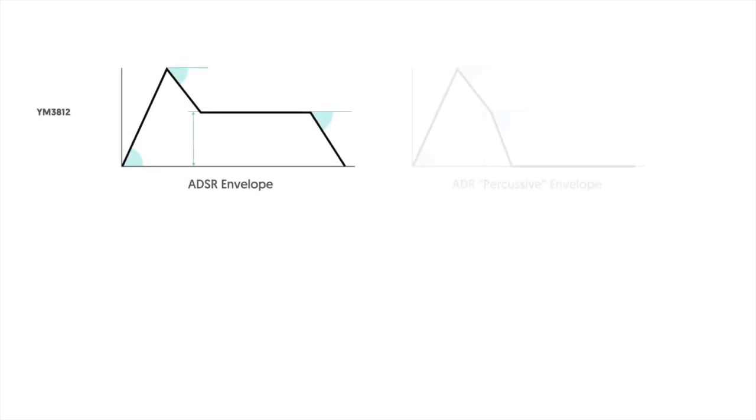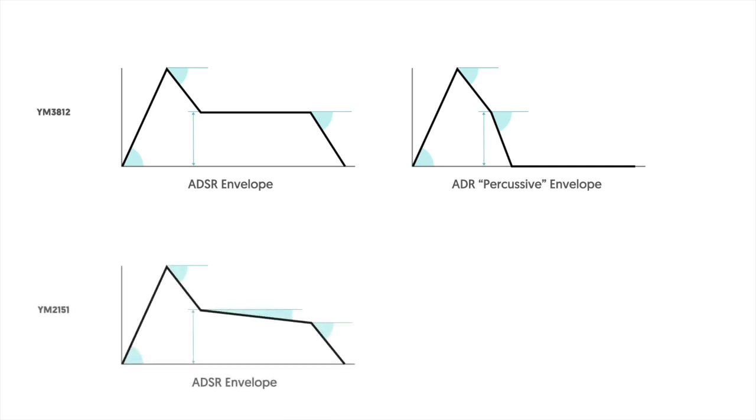All of the OPL chips support both an ADSR and an ADR envelope. They call the ADR envelopes percussion mode because it doesn't wait for you to release the note in order to trigger the release cycle, so you use these to emulate percussive sounds like a xylophone. The YM2151 and 2612 only support the ADSR mode, but they add a new setting called sustained decay, and that allows you to achieve the same effect and arguably makes the envelope even more versatile.